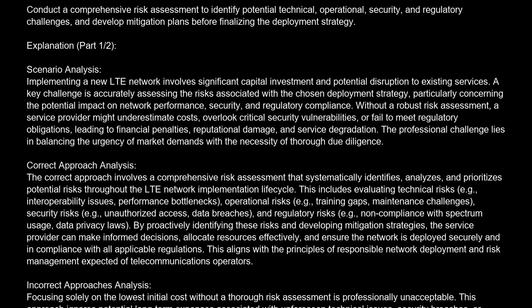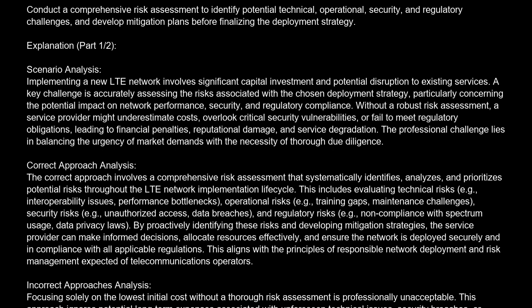Without a robust risk assessment, a service provider might underestimate costs, overlook critical security vulnerabilities, or fail to meet regulatory obligations, leading to financial penalties, reputational damage, and service degradation. The professional challenge lies in balancing the urgency of market demands with the necessity of thorough due diligence. Correct approach analysis: the correct approach involves a comprehensive risk assessment that systematically identifies, analyzes, and prioritizes potential risks throughout the LTE network implementation lifecycle.